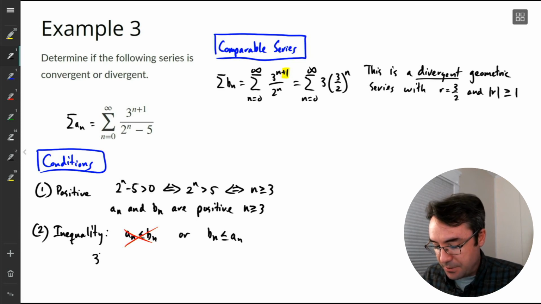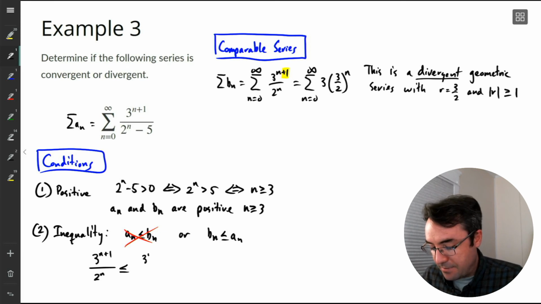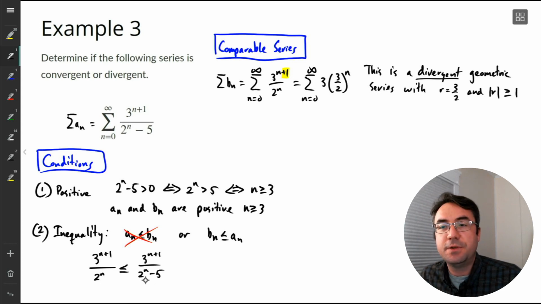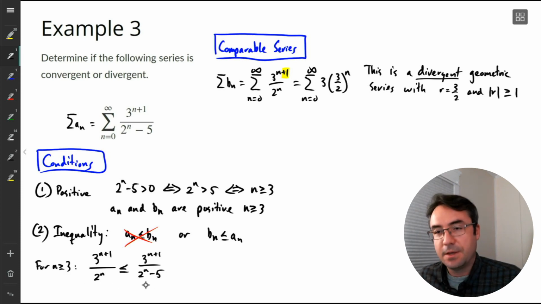So our bn values are 3 to the n plus 1 over 2 to the n. And we want this to be less than or equal to our an values. So our an values are 3 to the n plus 1 on top, over 2 to the n minus 5. And we know we ran into some issues there with the 2 to the n minus 5. So let's start with n greater than or equal to 3. If n is greater than or equal to 3, we can multiply both sides of this inequality by 2 to the n, because that's a positive.